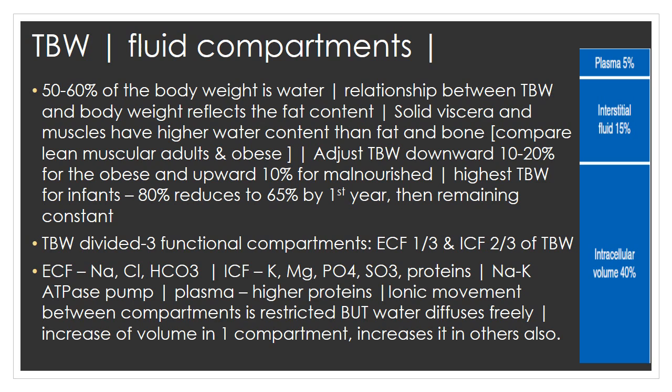The total body water is divided into three functional compartments. One which is completely intravascular, which is plasma. The second, which is outside the plasma but outside the cell, that is the interstitial fluid. Both of these put together are called the extracellular fluid, which constitutes 1/3 of the body weight. The remainder of the fluid is the intracellular fluid, which constitutes 2/3 of the total body weight.